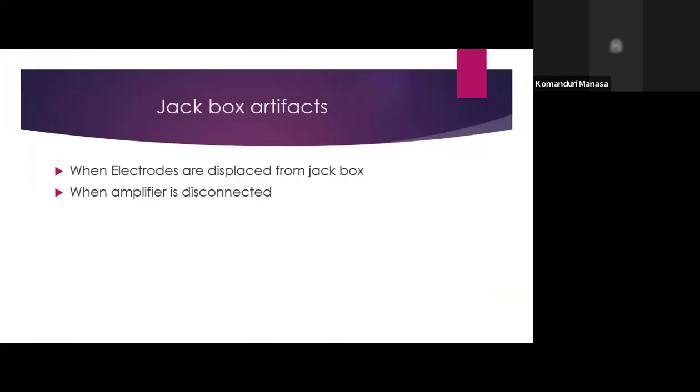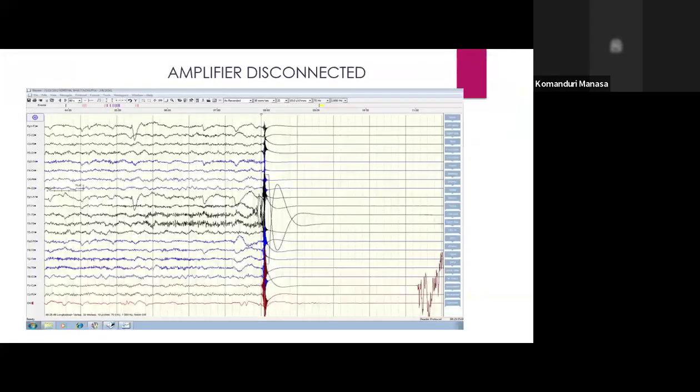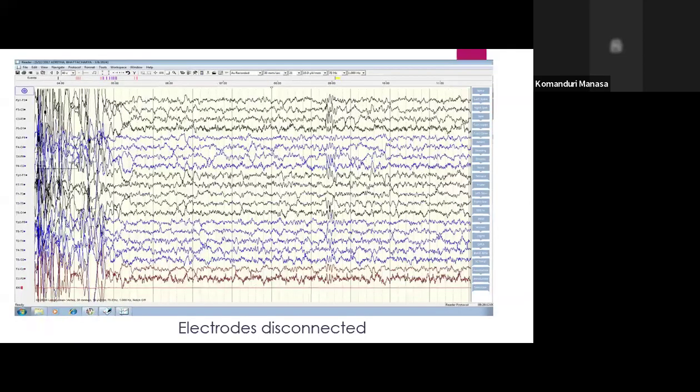Jackbox artifacts: we can see them when electrodes are displaced from the jackbox, or when the amplifier gets disconnected. The amplifier amplifies the signals, because the signals produced are in the microvolt range, which cannot be read otherwise. So the amplifier helps in the amplification. When the amplifier gets disconnected, we cannot see any potential, so it will form straight lines. When the electrodes are disconnected from the patient, they might pick up environmental stimulations, whatever the noise, and it will show a rhythm.